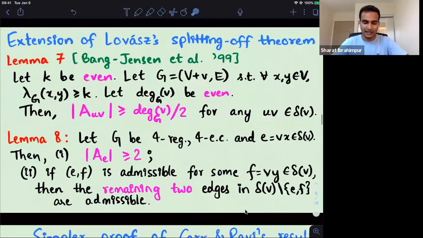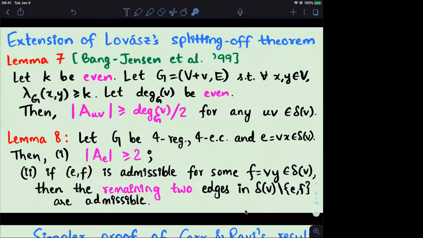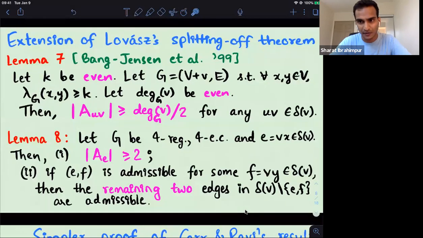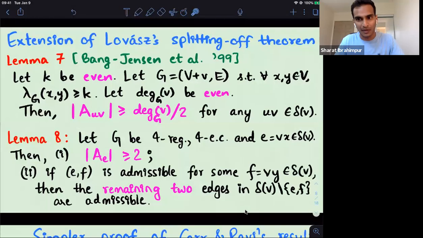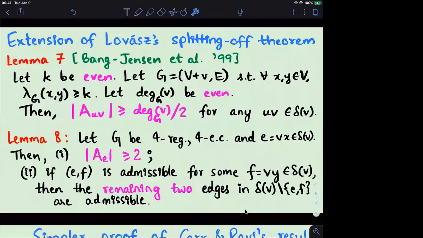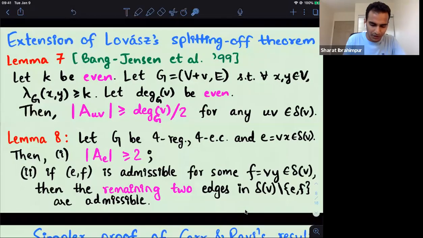So here's the technical lemma due to Bang-Jensen et al. from 1999. This is an extension of Loesch's splitting off theorem, because Loesch's splitting off theorem says that there exists an admissible partner for every edge under certain mild assumptions. What Bang-Jensen et al. do is give a more quantitative version of that result.